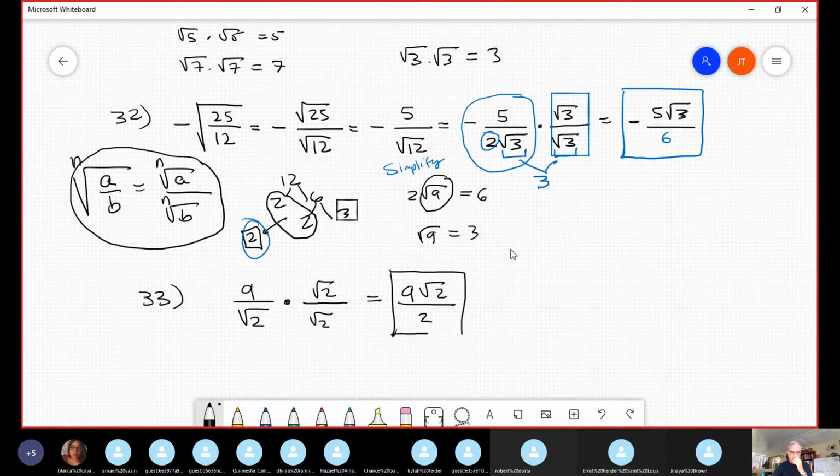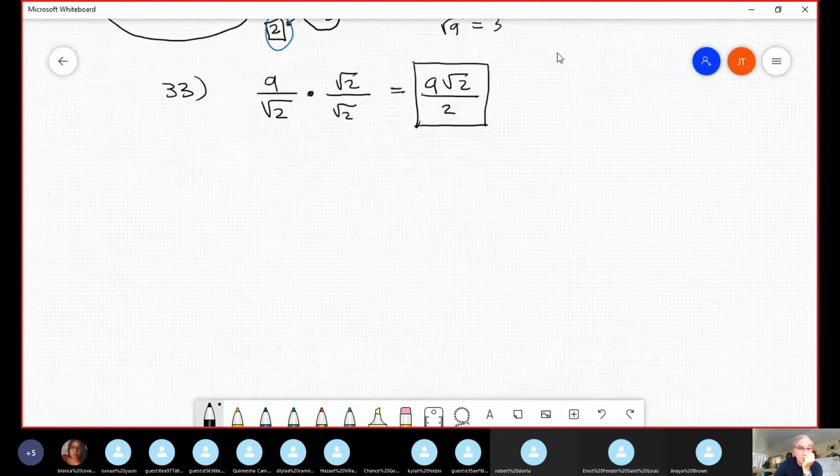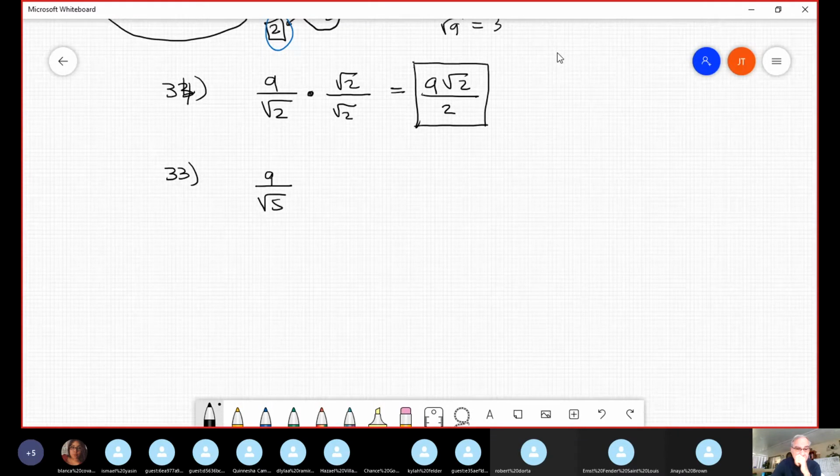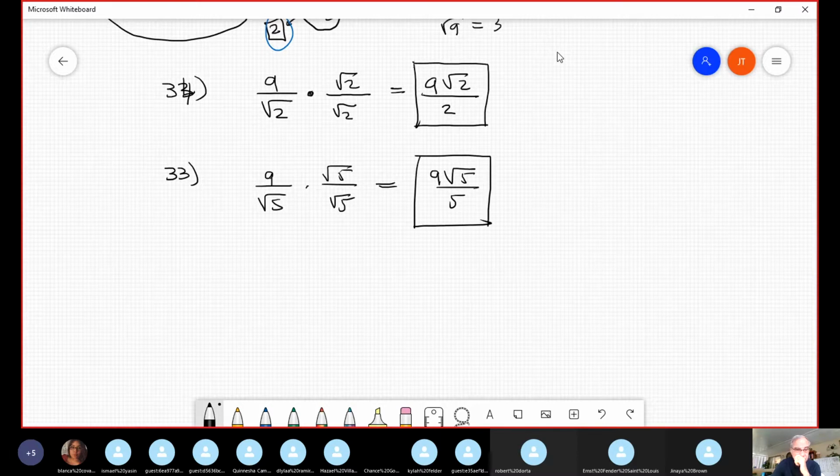Do you understand this very well or no? Any questions? Yes or no? I got it now. We did 30. I'm making a mistake, guys. I did 34 here. I skipped 33. Well, 33 is similar. It's 9 radical 5 divided by 5, because radical 5 times radical 5 is 5. It's the same thing.